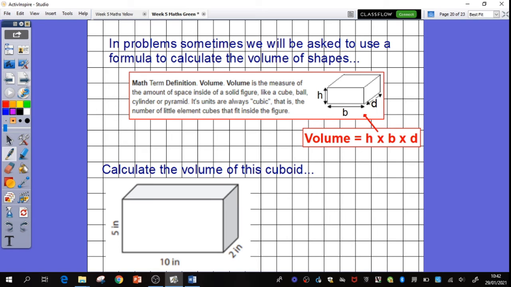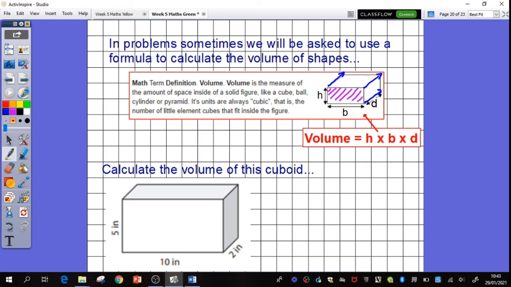Right, task 3 then. In problems, sometimes we will be asked to use a formula to calculate the volume of shapes. So let's go over what volume is again. It is the measure of the amount of space inside of my 3D shape. And in order to calculate the volume of that shape, I need to find first the area of the rectangle at the front, its face. And once I've found the area of that, I can then multiply it by how deep the shape is, going this way, its depth.